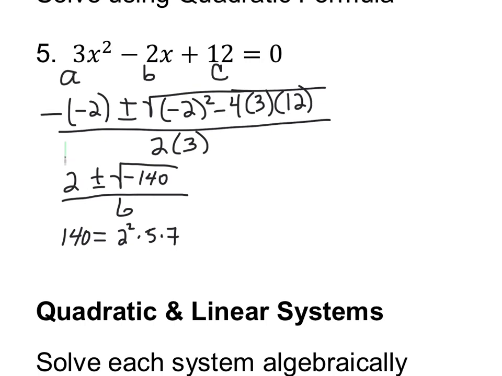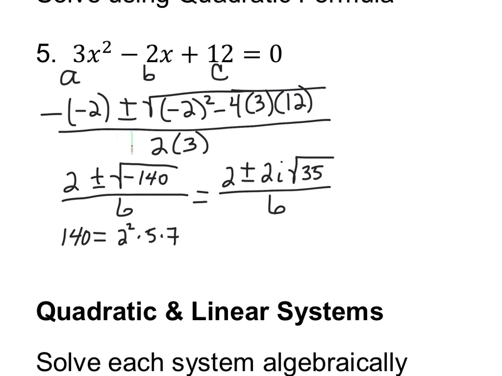So what I'm trying to find is, is there anything in here that I can take the square root of? Yes, I can take the square root of 2 squared. So the square root of 2 squared is just 2, so I can pull that out of my radical. Plus I can pull this negative sign out and make that an i. So when I rewrite that, it looks like this. Okay, so I get 2 plus or minus 2i root 35, because that's what I have left, over 6.